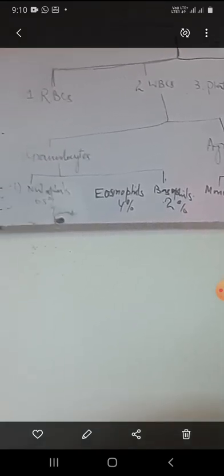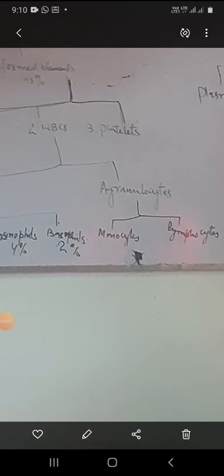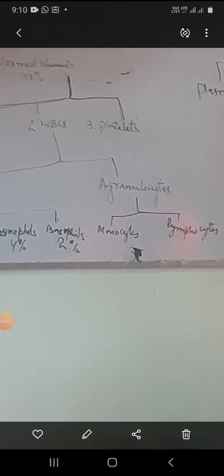While WBCs are further of two types: granulocytes and agranulocytes. Granulocytes contain granules inside the cytoplasm of these cells, and granulocytes are of three types: neutrophils that form 60 to 70%, eosinophils that form 4%, and basophils. While the agranulocytes are of two types: monocytes, which are the largest WBCs, and lymphocytes.